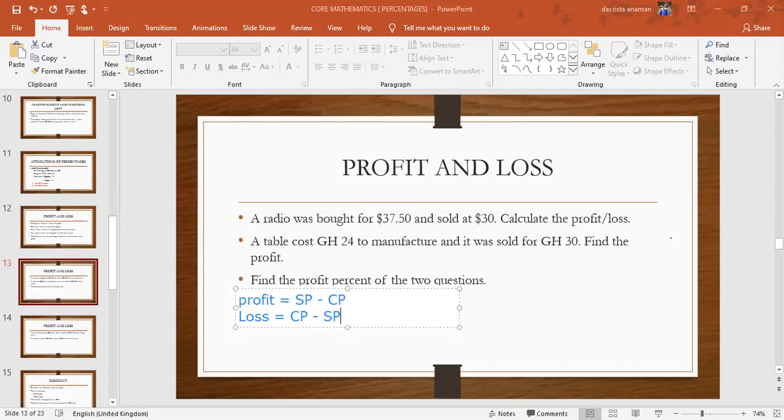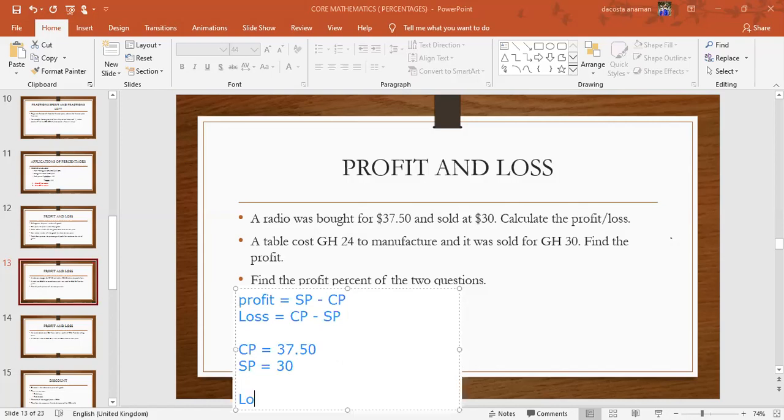So now it says here that a radio was bought for 37.50 and sold at 30. So if the radio is bought at 37.50, that means that's the cost price, because the person bought the radio at 37.50. So the cost price in this question is equal to 37.50. And the selling price in this question will obviously be the 30. Is that okay? And looking at these figures, you could see that the cost price is greater than the selling price, which means that we will be obtaining a loss and not a profit.